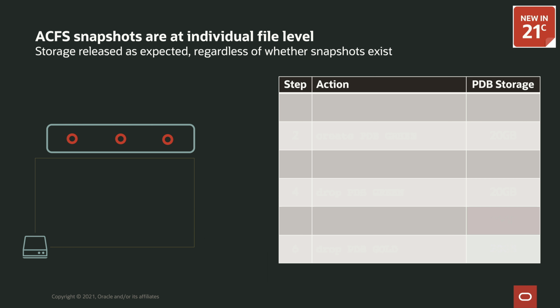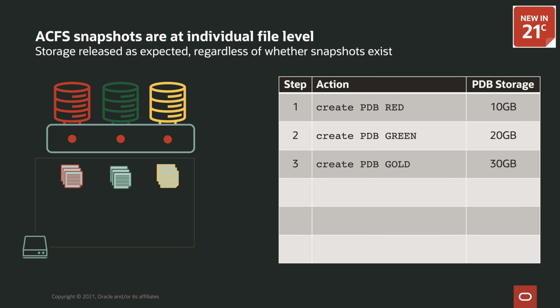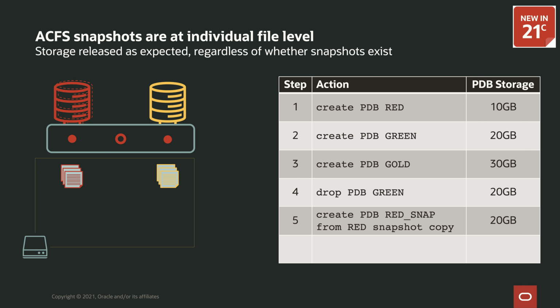Let's move on to consider the same example when snapshots are taken at the individual file level. This is how Oracle ASM Cluster File System, or ACFS, works. We start by creating our three 10 gigabyte PDBs, red, green and gold. As expected, our total PDB storage is now 30 gigabytes. Again, there are no surprises when we drop PDB green. Its 10 gigabytes are released, and now we're down to 20 gigabytes. ACFS supports snapshot cloning, of course, and so when we create the snapshot clone for red, there is insignificant growth in storage.